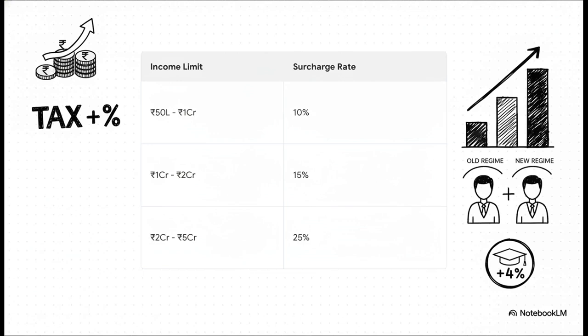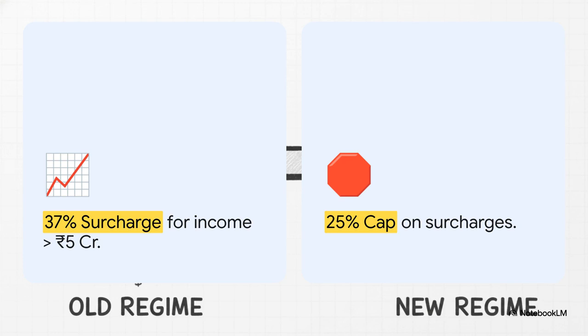Notice that up to this 5 crore mark, these surcharges apply exactly the same way under both the old and the new regimes. Oh, and just a friendly heads up to help you plan accurately, don't forget that a 4% health and education cess is added on top of all of this. But right here is where the scales tip dramatically. For massive incomes exceeding 5 crores, the old regime punishes you with a whopping 37% surcharge. The new regime, however, permanently caps that surcharge at 25%. Guys, that is a massive 12% gap in the surcharge rate alone for top-tier earners.